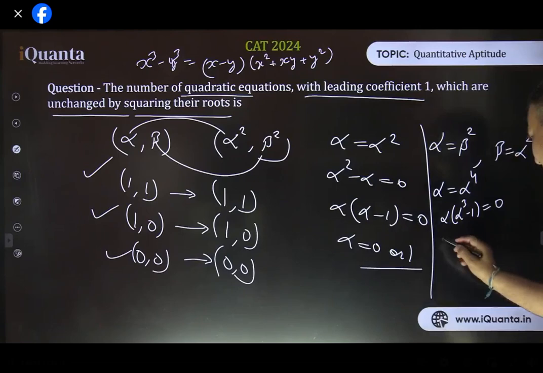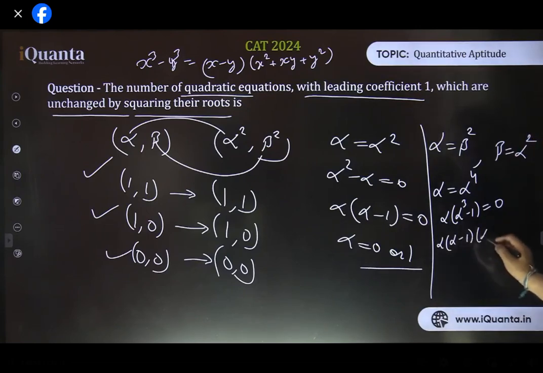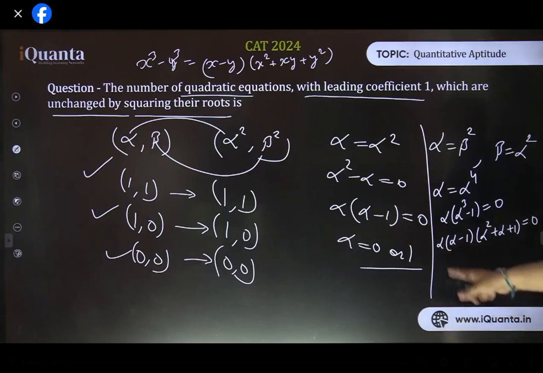So it comes out to be alpha into alpha minus 1 into alpha square plus alpha plus 1 equals to 0. So either alpha equal to 0, which we already got, or alpha minus 1 equal to 0, that is alpha is 1, that also we have got. And the third case is alpha square plus alpha plus 1 equals to 0. So this is the fourth case.